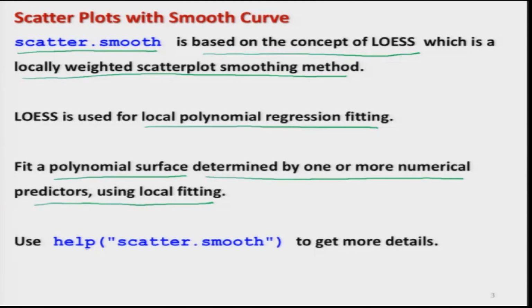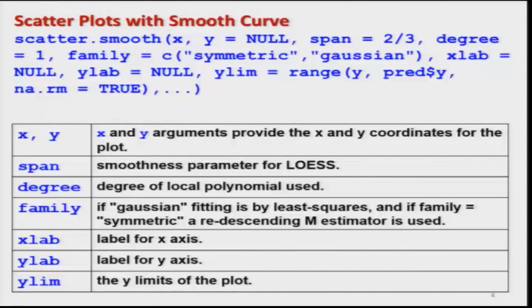Well, if you want to have more details about this scatter.smooth function, please look into the help of this command and you will get more details. Right. So now the more detailed command of scatter.smooth, which will give you a scatter plot and a smooth curve, is the following. You can see here the command is the same, scatter.smooth. Now I am giving the data here x and here y. Y is here actually NULL because we are trying to make it with only one variable, but if you want to make a bivariate plot, you can use both x and y data.